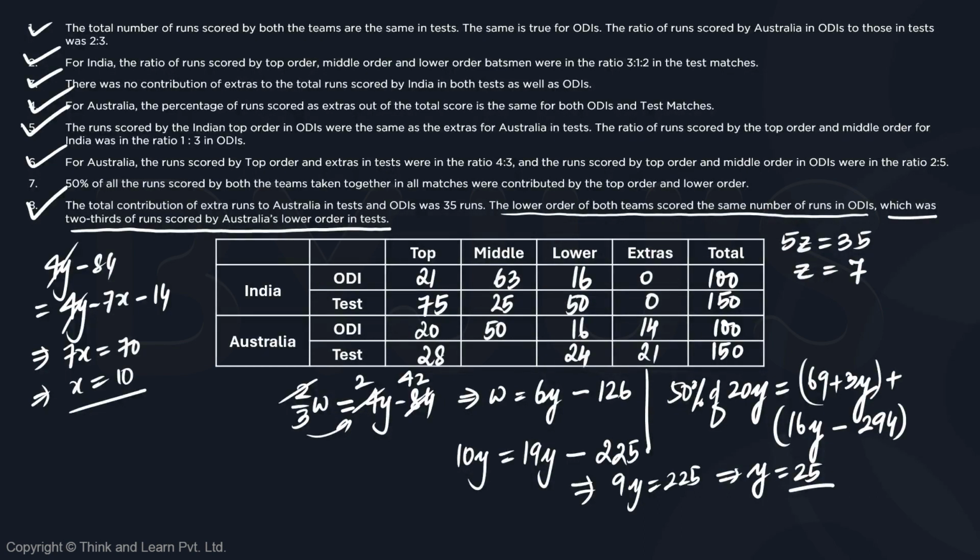And now, if we look at Australia test, the entire sum should be 150, out of which we already have 60 and 73. So that would result in the middle order a total score of 77. 73 plus 77 is 150. So this is the entire table we get. Now we can move ahead and start solving the question. So it is a pure DI set.